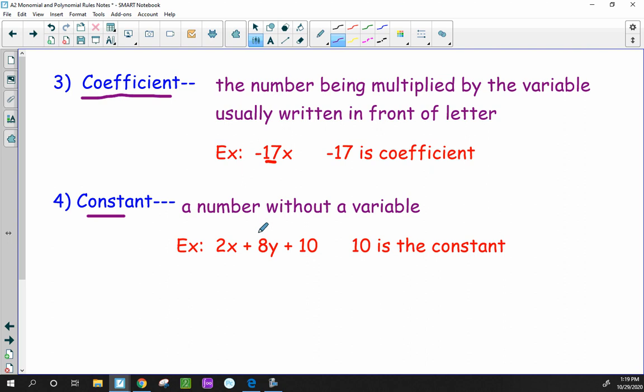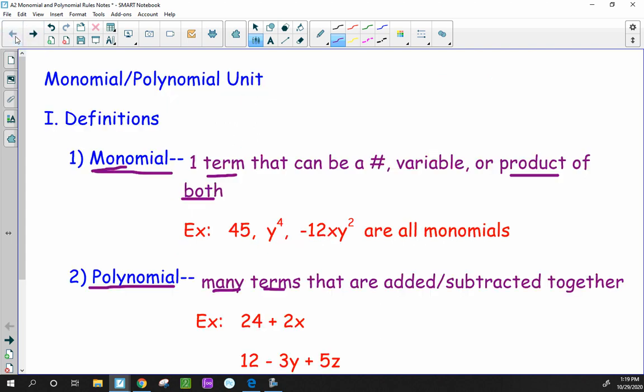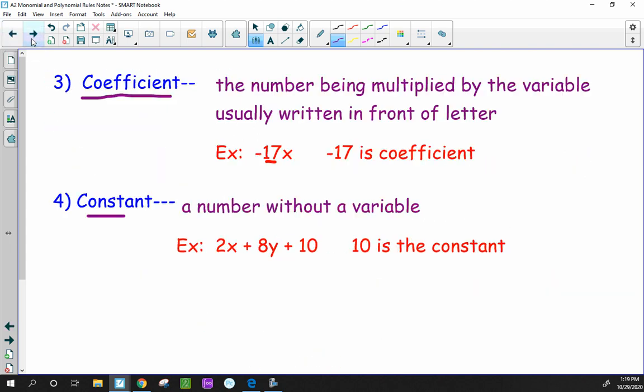I have 2x plus 8y plus 10. I actually have three terms right now in this problem, so it is a polynomial. Actually, a better word for it would be trinomial. But the term at the end doesn't have a variable attached, so that would be the constant. Using the same example, 2 would be the coefficient of the x term, positive 8 would be the coefficient of the y term, and a positive 10 is the constant. So the first part was just on vocab, making sure you know the difference among those four words.